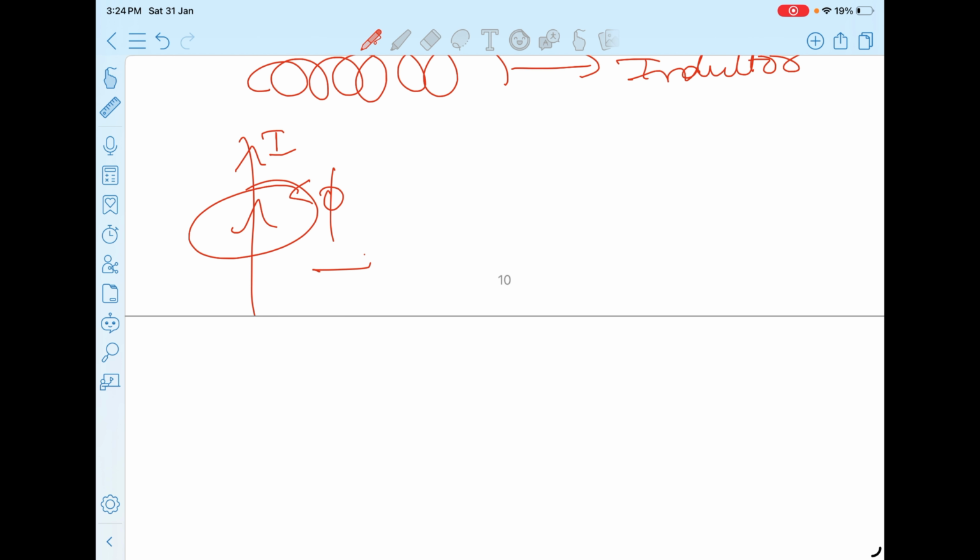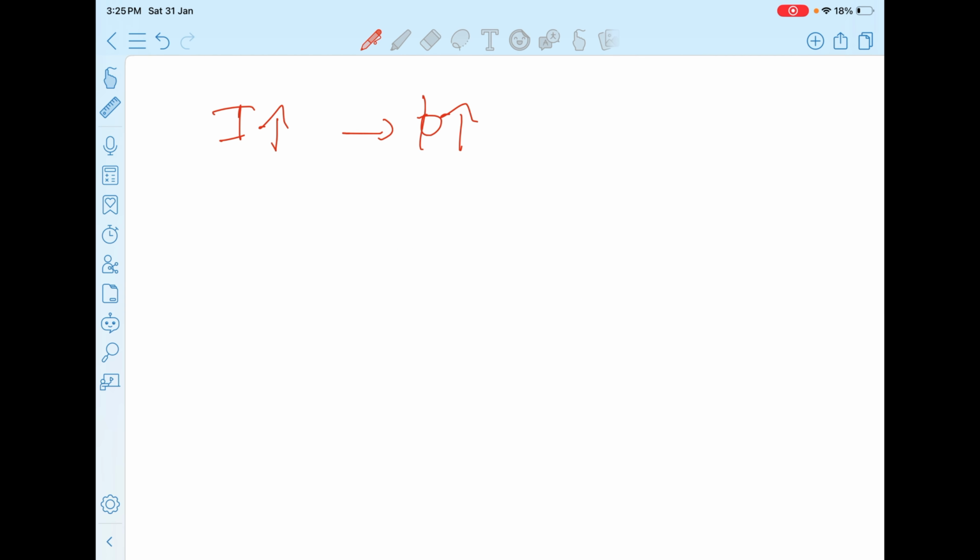If you are increasing the current of the current carrying conductor, your flux will increase, meaning the magnetic field will increase. If you are increasing the value of amperes, this flux will increase. If the same current carrying conductor is made into turns and placed in a similar way, then it will become an inductor.